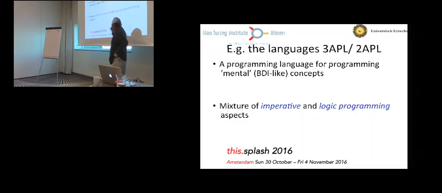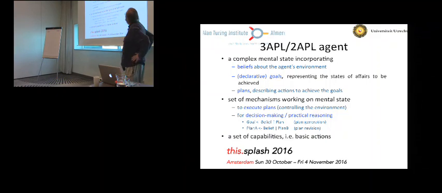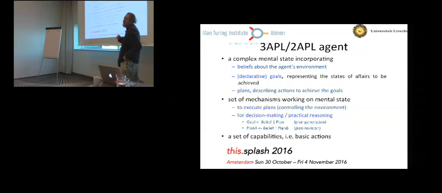And it is actually quite an interesting language. It's a mixture of imperative and logic programming aspects. So let's look at how a triple APL or double APL agent looks like. Well, this is the more evolved version where we have a complex mental state incorporating the beliefs about the agent's environment, the declarative goals, which say we're representing the states of affairs to be achieved, so a kind of formula describing the situation that you want, and then plans describing actions to achieve the goals. So these are actions.